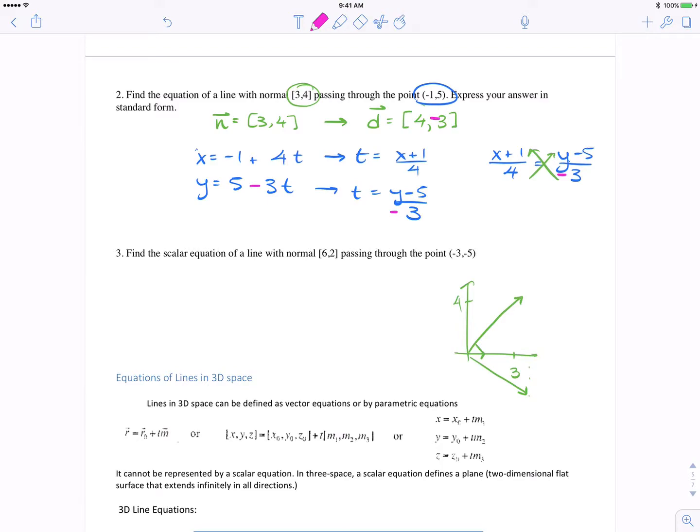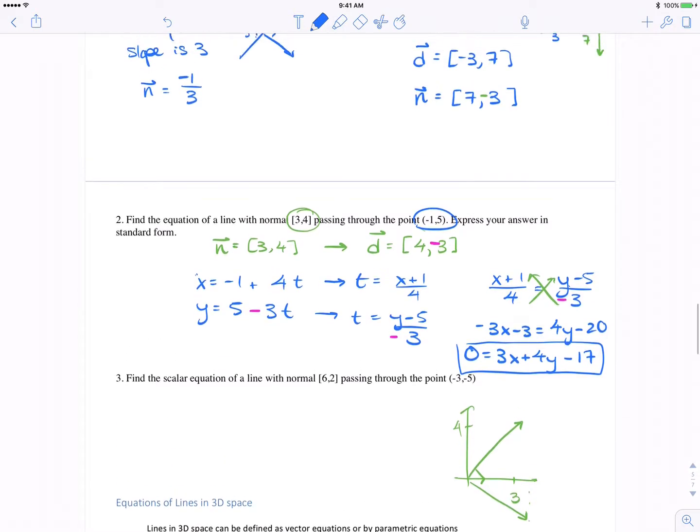So here when you cross multiply, I am left with -3x minus 3 equals 4y minus 20. And remember, in standard form, your a value for x is positive. So I have 0 equals 3x plus 4y minus 17 as our final answer. Okay, so get comfortable converting between normals and direction vectors.